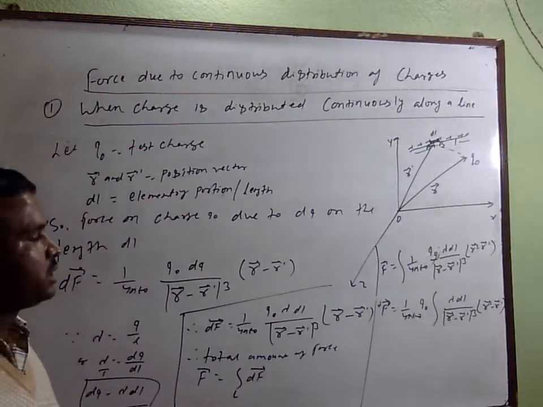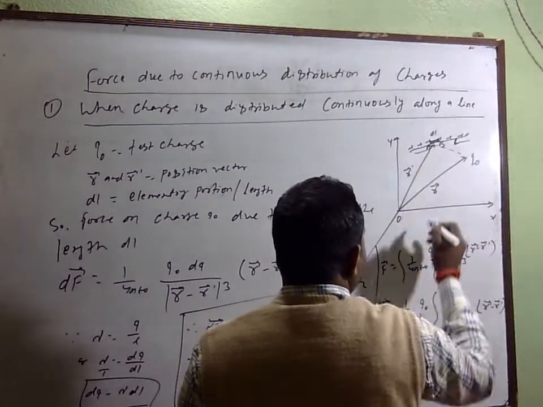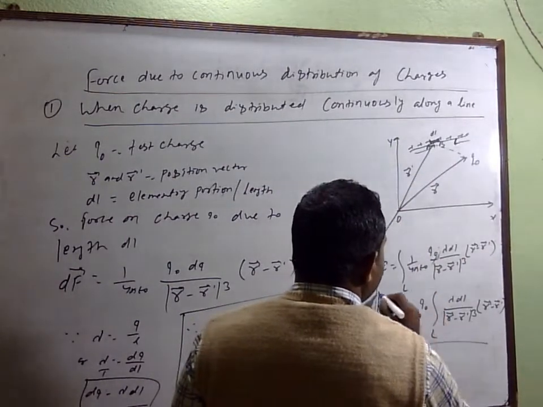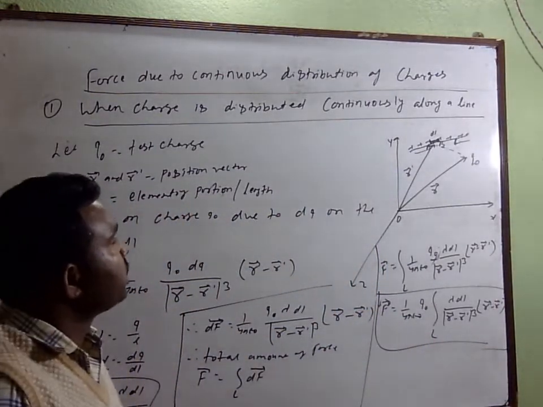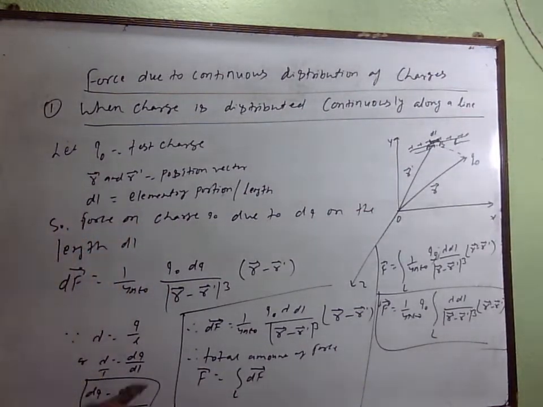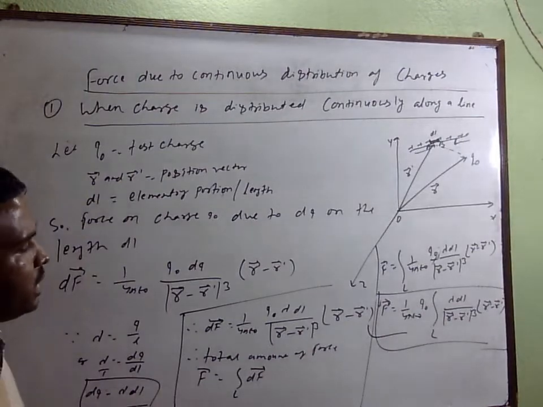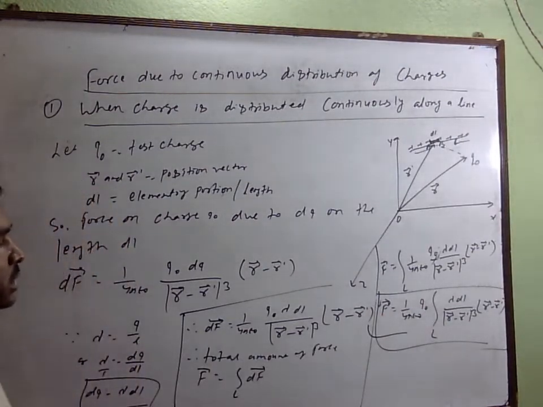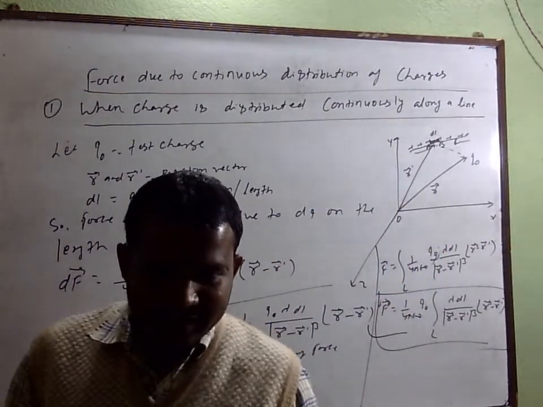And you know that we are integrating over the total length, so suppose the total length is L, then you can also give the limit L here. You see that we got the force experienced by a continuous distribution of charge on a line. So this is the final answer that we can find out. Students, you should write these ones. Okay, thank you. Next we will discuss more.